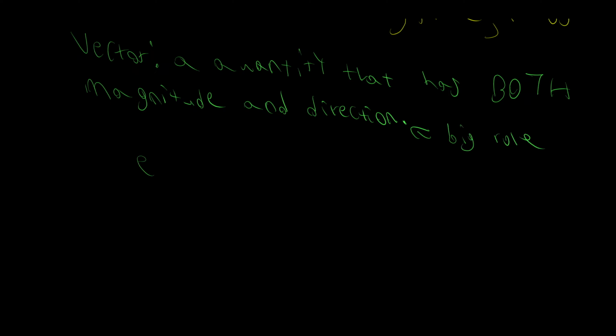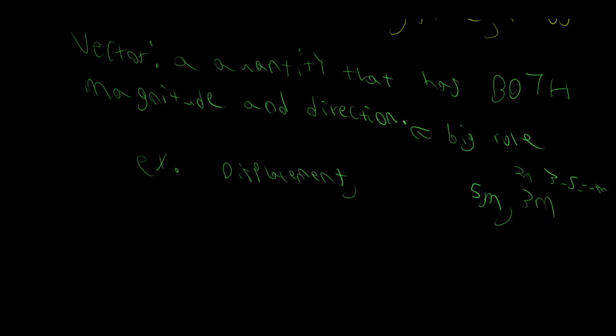So for examples, we have displacement, which is your final position minus your initial position. So let's say your initial position is 5 meters, then you go 3 meters. Your displacement is -2 meters because you went 2 meters back. The distance you traveled is 2 meters, but your displacement is -2 meters.